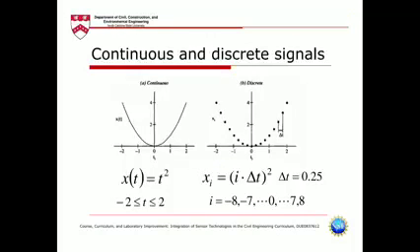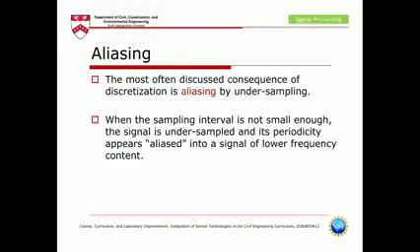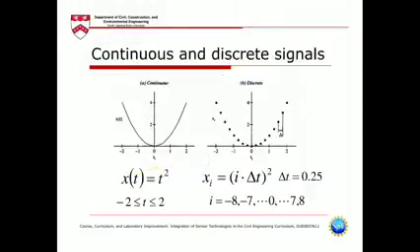Continuous and discrete signal. Here we have a continuous signal, and on the other side a discrete signal. A continuous signal is a function of time, with the equation x(t) = t squared. But if we have an equation like x[i], in an interval of time or of anything, then these are discrete signals. Then we have aliasing. So up to now we are ending here, continuous and discrete signals.